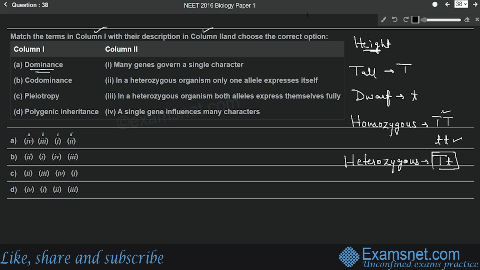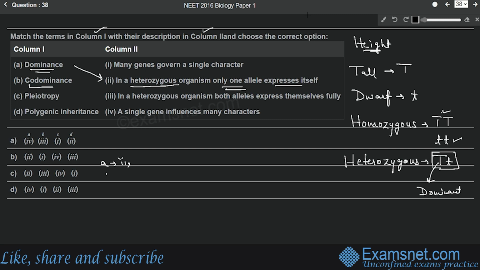Now in this case, which height will be expressed? So one of them will have to be dominant over the other. So for example, capital T is dominant here. So the resulting progeny will show the character of capital T, that is a tall height. Okay. So the correct match for A will be number 2. In a heterozygous organism, only one allele expresses itself. Okay. So the match for A is number 2.